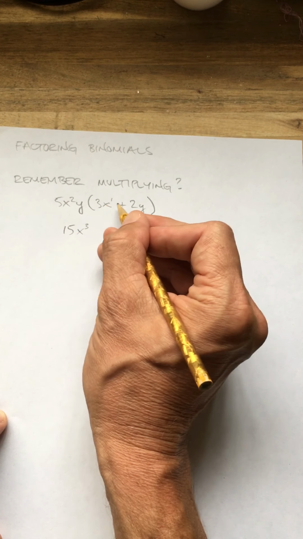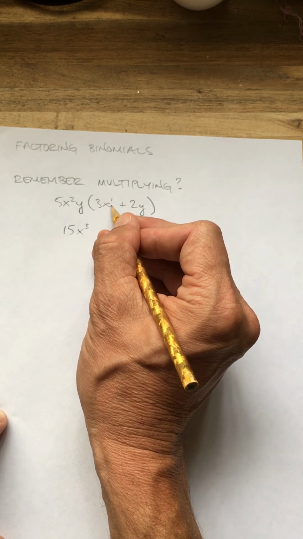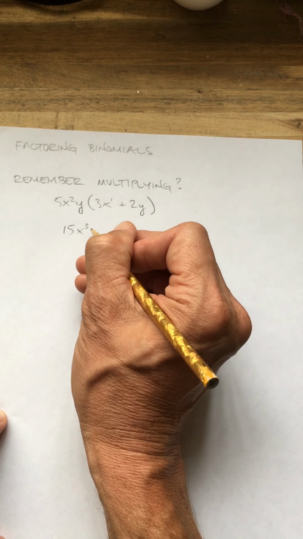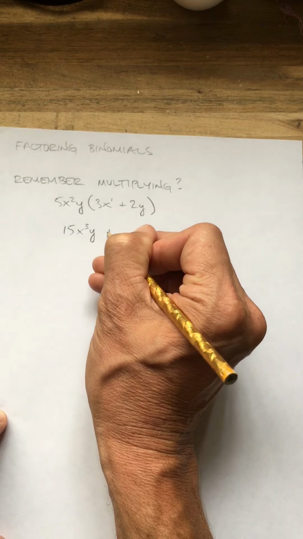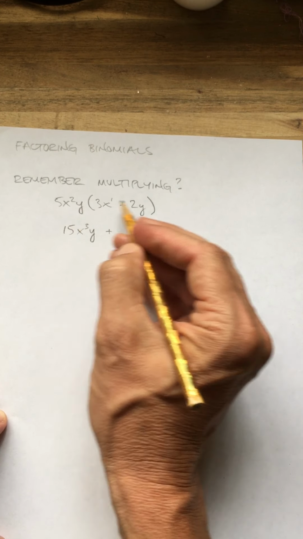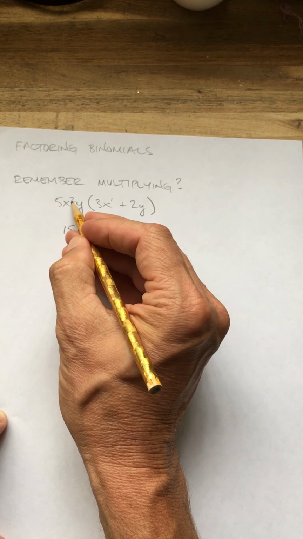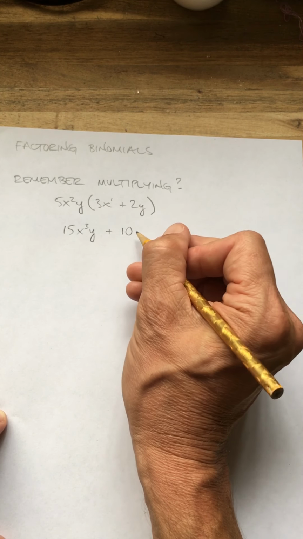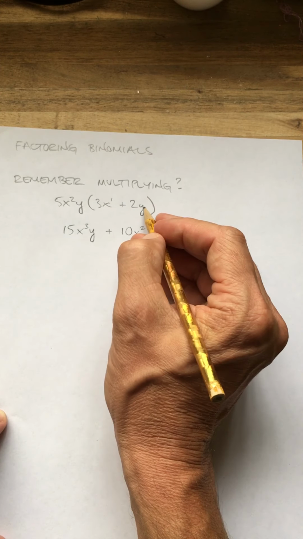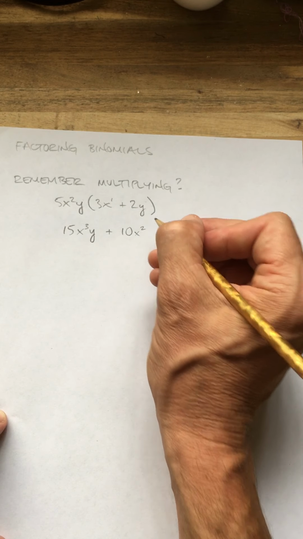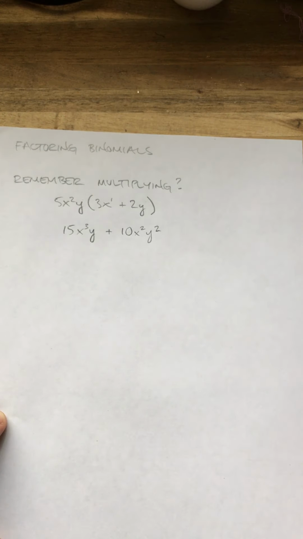And then there's a y times a y to a 0, so 1 plus 0 is still y to the first power, okay? And then plus 5x squared y times 2y, so that's 5 times 2 is 10. X squared times, well, there's no x there, so it's still just x squared. And then y times y, that's a 1 plus a 1, that's a y squared, okay?